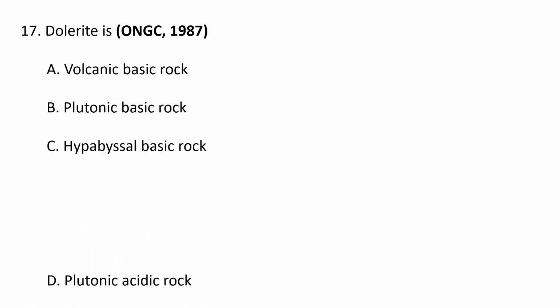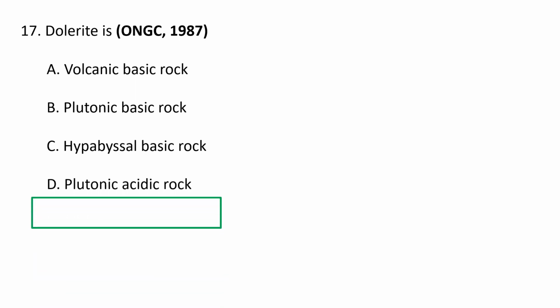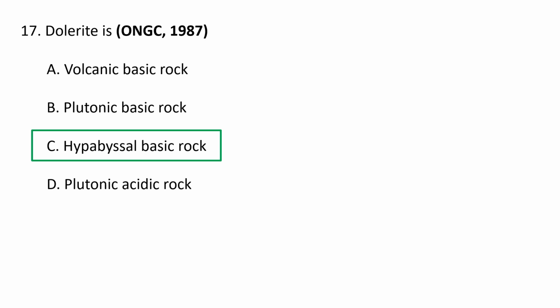Next question. Dolerite is A. Volcanic basic rock, B. Plutonic basic rock, C. Hypabyssal basic rock, D. Plutonic acidic rock. So dolerite is a hypabyssal basic rock. Examples of hypabyssal rocks include microgranites, porphyry, microgranodiorites, microdiorites, and dolerites.